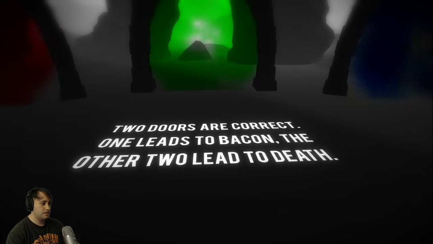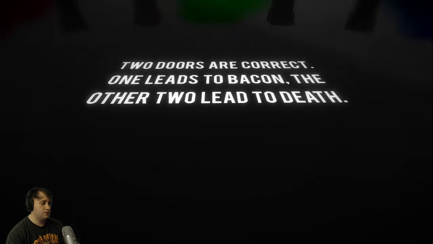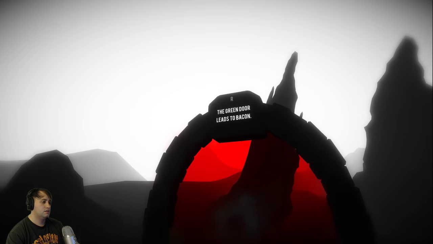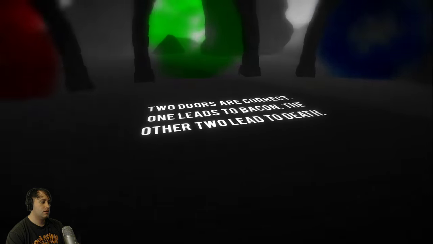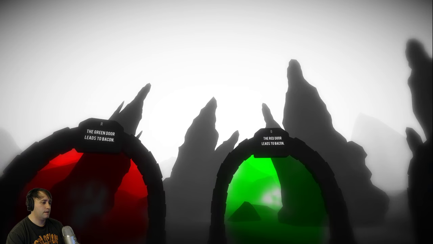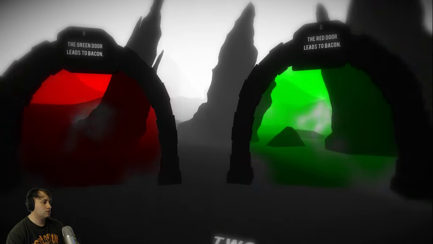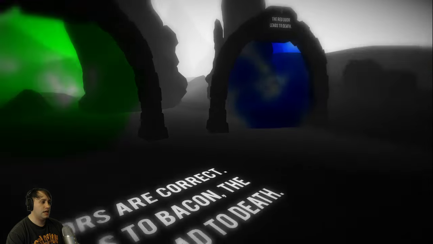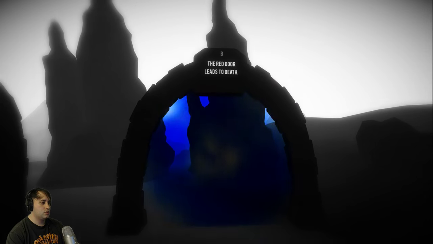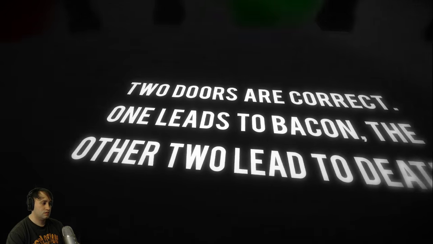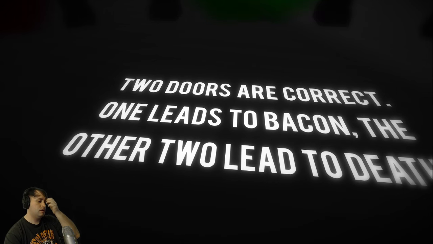Oh, this is much better. Yes, yeah, straight to the puzzle, thank you. Two doors are correct. One leads to bacon. The other two lead to death. The green door leads to bacon. Two are correct? Okay. The red door leads to bacon. Well, you two are incompatible, so one of you is lying. The red door leads to death.